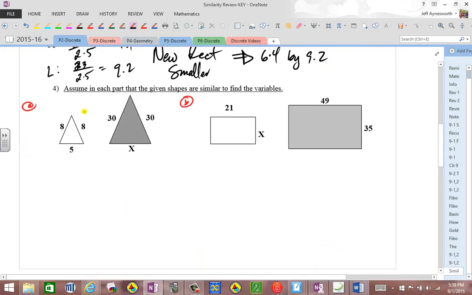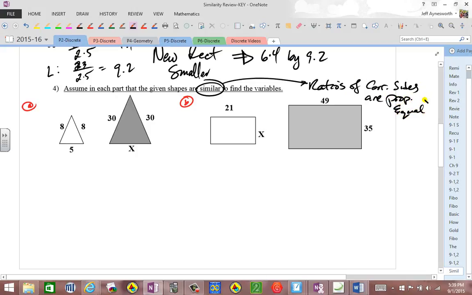Okay, assume that in each part the shapes are similar. Make sure of that. That means that ratios of corresponding sides are proportional. Ratios of corresponding sides are proportional, that means equal. That's a very key aspect of similarity, so you've got to remember that. I talked about that before, but it's going to be involved in all of these.